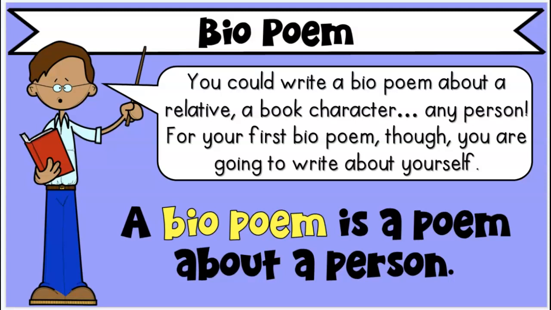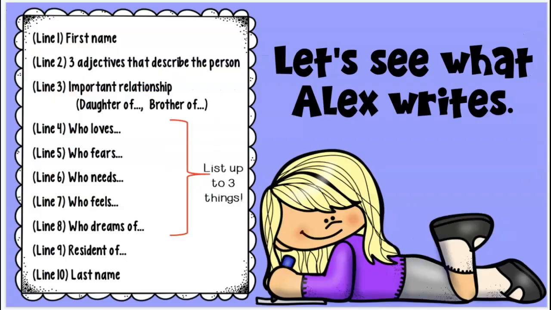The second one, you can pick someone else. All right, so we're going to do one together. So here are our rules for a bio poem. Line 1 is their first name. Again, guys, that should be easy for you. Line 2, you need to list 3 adjectives that describe the person. Now remember, adjectives are describing words. It's not a verb. Line 3, important relationship. So again, if you're doing it about you, if you're a girl, you could put daughter of whoever, brother of, son of, niece of, it could be whatever you want to put.